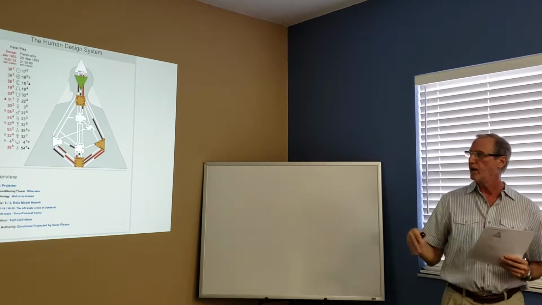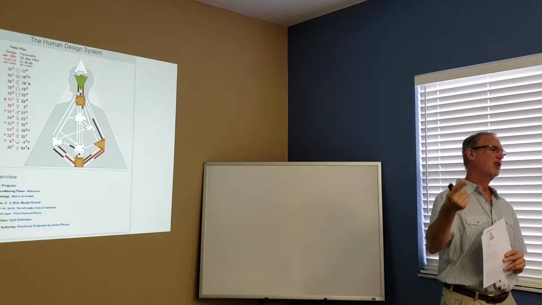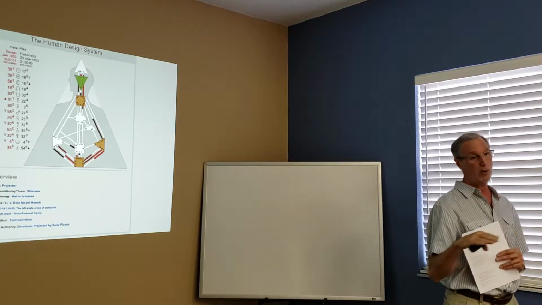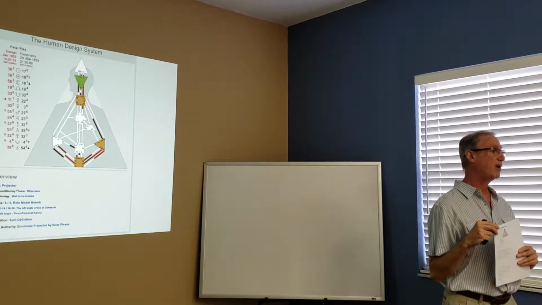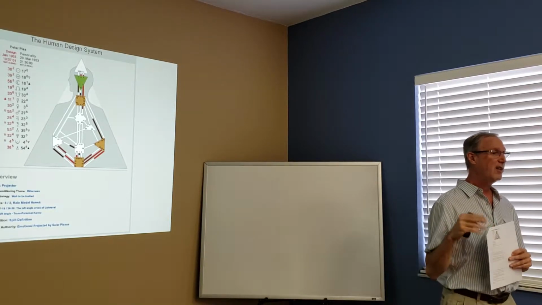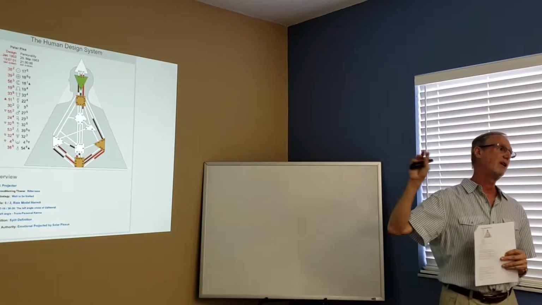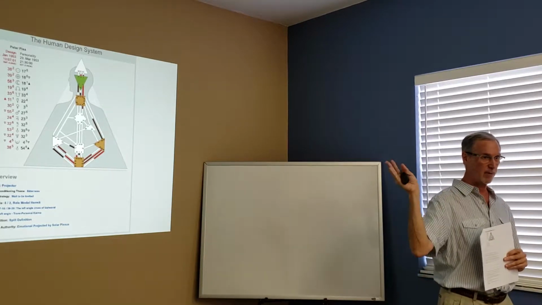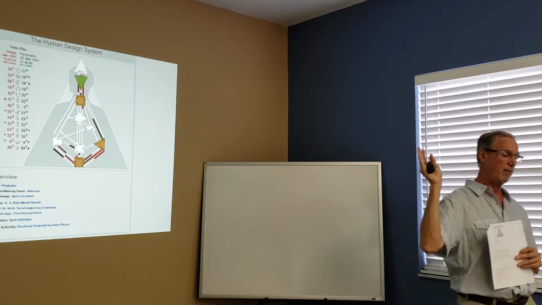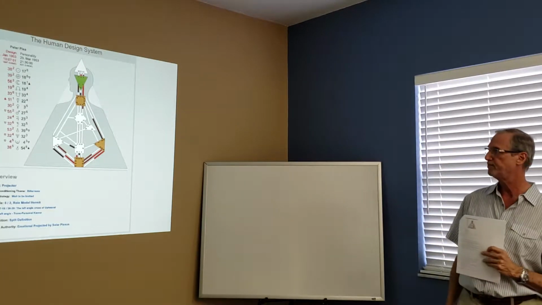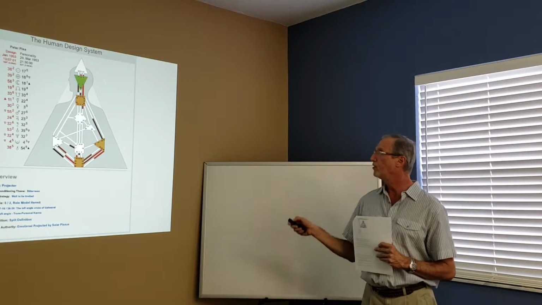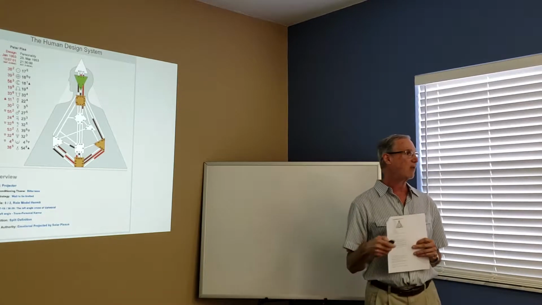Okay. There's a generator, a manifesting generator, a manifester, a projector, and a reflector. Reflectors are extremely rare, less than 1% of the population. Okay. The next rarest type is projector. They're only about 25% of the population, and then the majority are generators and manifesting generators. So that's the type of aura, the field of energy that we generate.